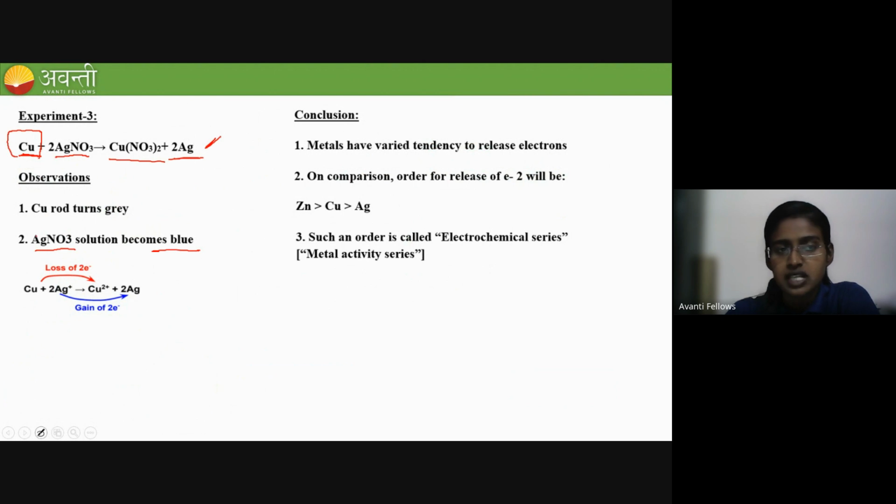So the reaction is occurring, copper is getting oxidized and silver is getting reduced. There is an increase in oxidation number from 0 to +2, so copper is getting oxidized, and here +1 to 0, so silver is getting reduced. So what do we understand from this?